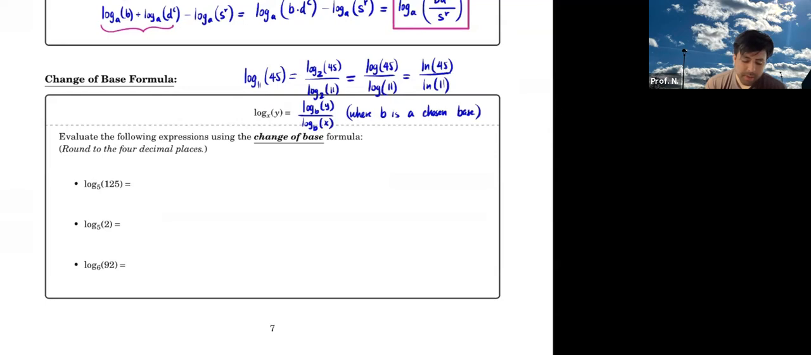So the first example here shouldn't be too bad because we already know what this is. This is 3. But let's say I didn't know. Let's say I want to use ln, for example. Let's say I want to say that this is ln of 125 over ln of 5.